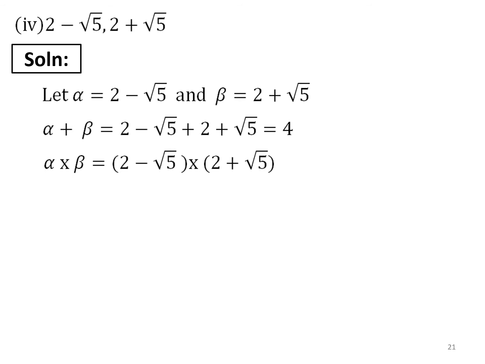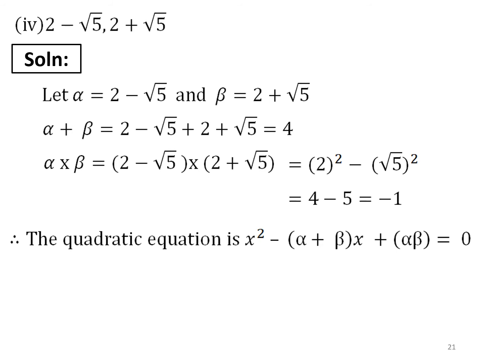If you see, this is nothing but similar to a minus b, a plus b. So a minus b, a plus b is nothing but a square minus b square, which is equal to 2 square minus root 5 the whole square, which is equal to 4 minus 5, which is equal to minus 1.